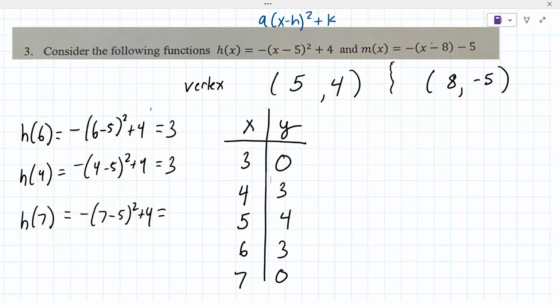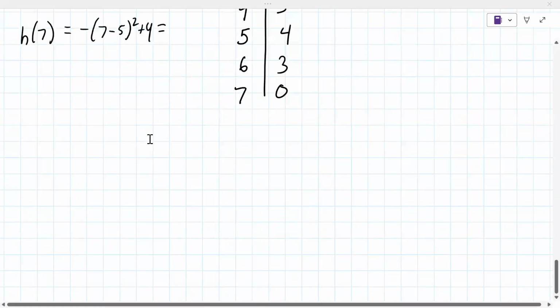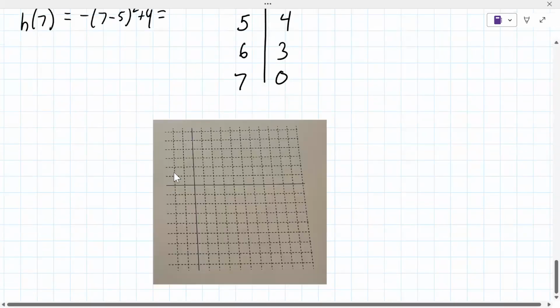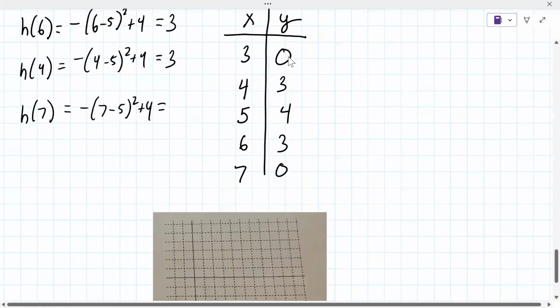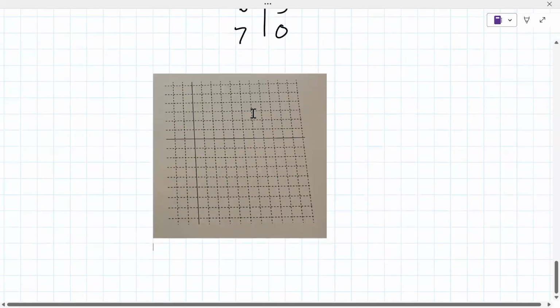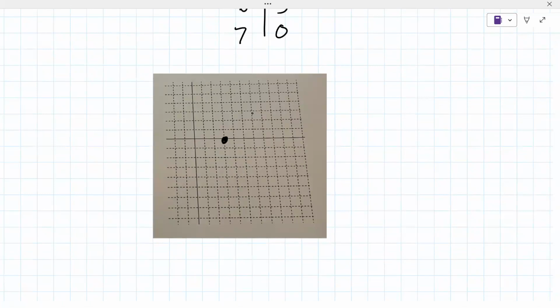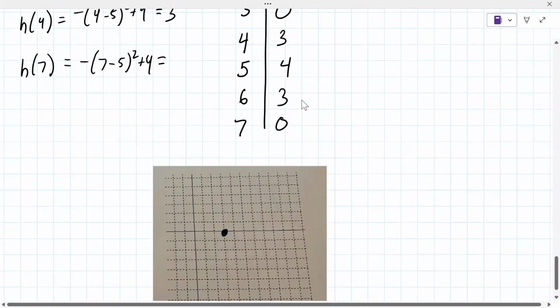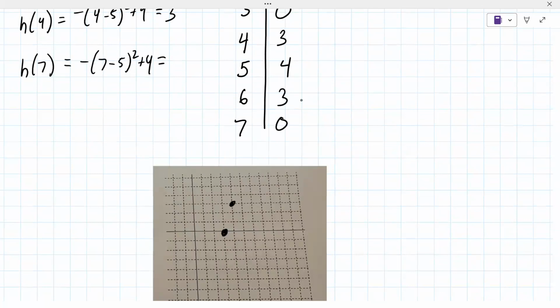All right, so what I recommend is graphing as you go, which means that we really want to graph these points here. So, X and then Y, X and Y and so on. So 3, 0. I've got to scroll here all the time. 4, 3, 5, 4, 6, 3, 7, 0.